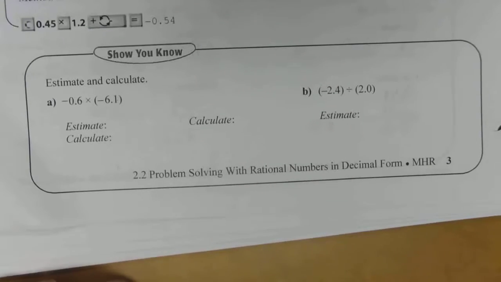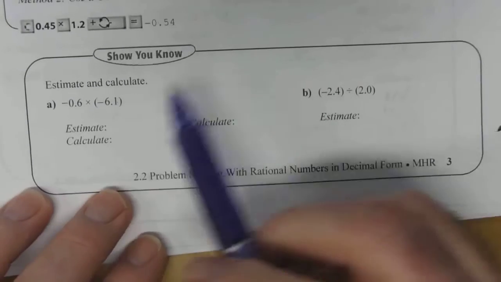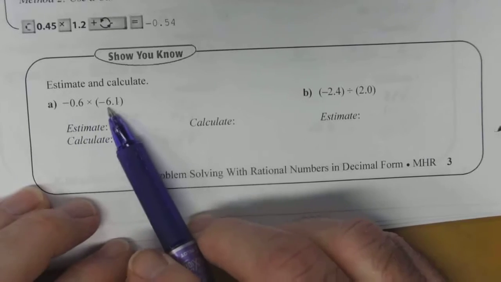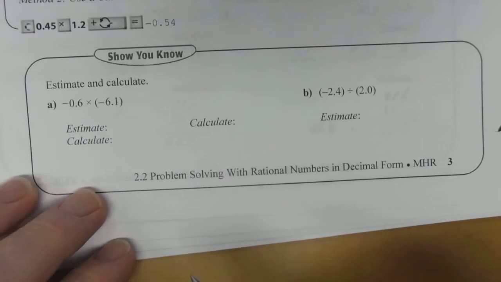Show you know we need to estimate and calculate. So negative 0.6 times negative 6.1. Let's estimate first.